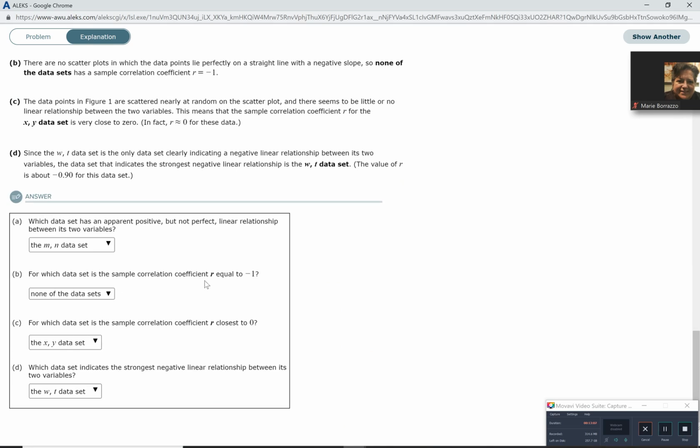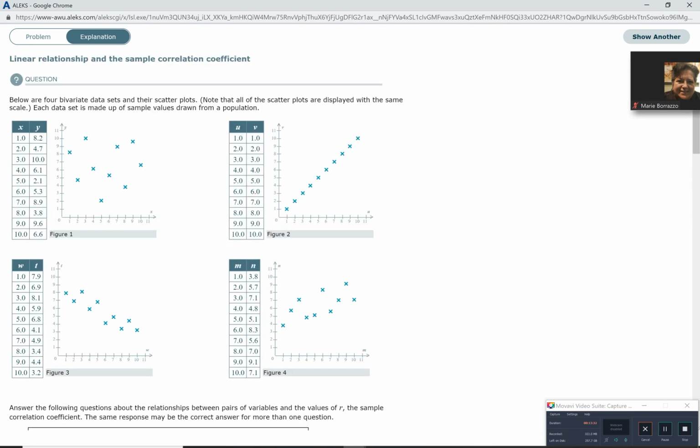Okay, which data set has an R equal to -1? In other words, which of these has a perfect negative association? I just misspoke. Well, none of them. We only have one perfect positive. For which data set is the sample correlation coefficient closest to 0? In other words, it's scattered, and that would be XY, which is the cluster of randomly assigned X's.